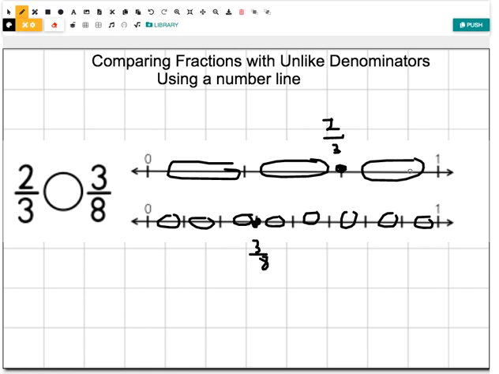So I can see 2/3 is way closer to this 1. So it means 2/3 is going to be greater than 3/8. So I can see that 2/3 goes right here and 3/8 goes right here. So I can see that 2/3 is further along in the number line, which makes it greater.